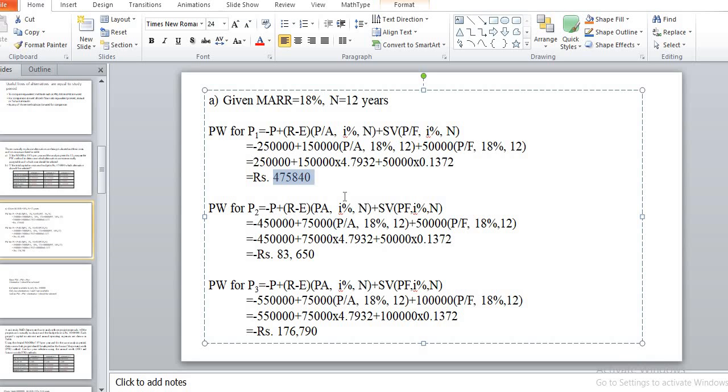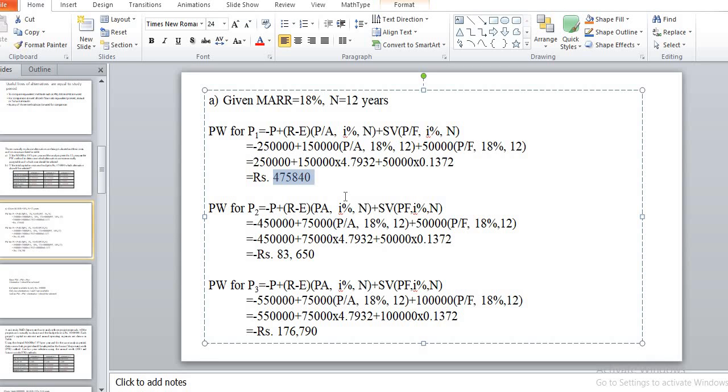4,75,840. So for comparison, this present worth now becomes 4,75,840. Now similarly we calculate the present worth for the project second, P2.